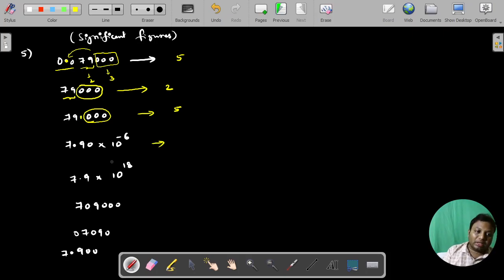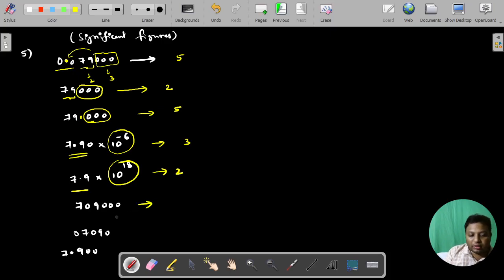And here, if you are writing numbers in this notation, this part should be ignored. We should consider only this part. In that you have 3 significant figures, and here also we ignore this one. We have 2 significant figures in this one. See, these 3 zeros are not followed by any decimal point, so there is no decimal point in front of them. We have to count only these 3 as significant figures.